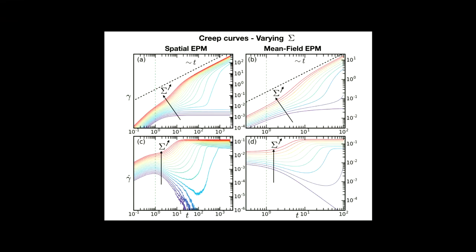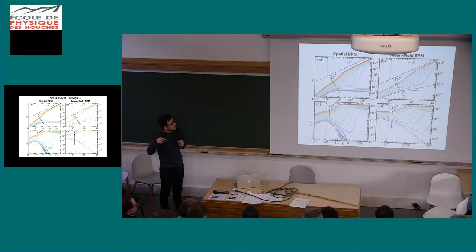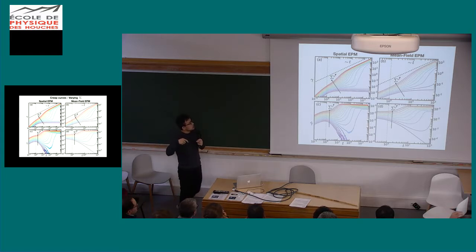Here I show the results on the creep. I just fix the initial annealing, so the spread of the initial Gaussian, and then I increase the applied stress. As you can see, this column is from the spatial model, and this column is from the mean field model.